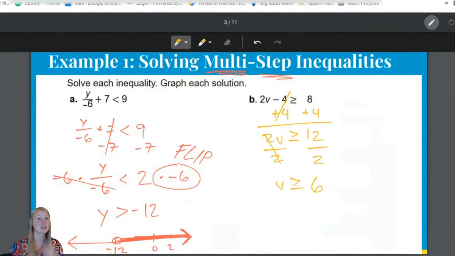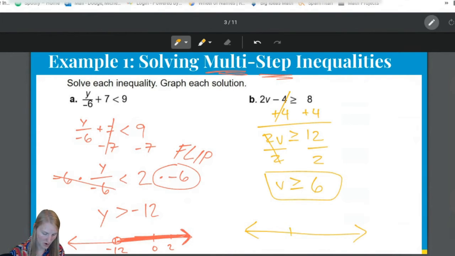Now, I did not need to flip because there's no negatives involved in this. More specifically, I did not multiply or divide by a negative number, and that's what makes it so that I don't have to flip the sign. Great, so here is my solved inequality. Now I need to graph it.